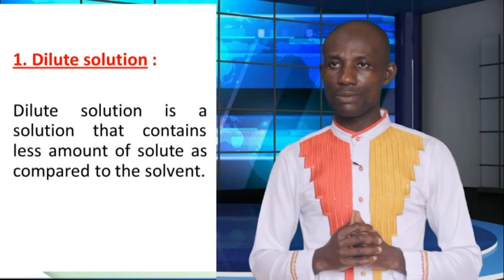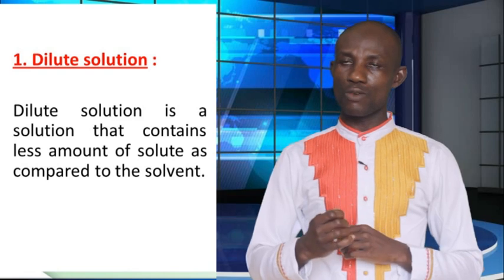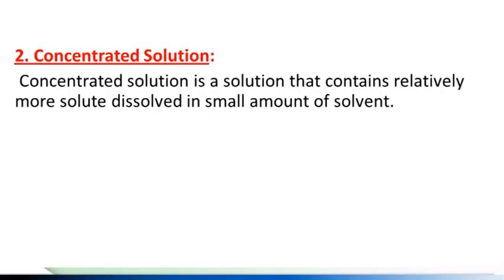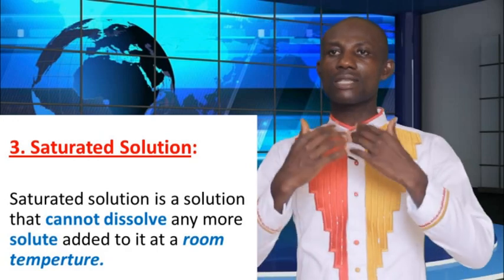And the 3 main types of solution include, 1. Dilute solution, where the solvent content is higher than that of the solutes. And we talk about concentrated solution. And we explain concentrated solution as a solution where the solute is relatively more than that of the solvent. And finally, we explain saturated solution as a solution which can no longer dissolve additional solutes added to it under the same temperature. Here ends today's lesson.